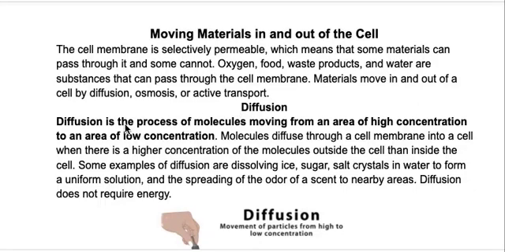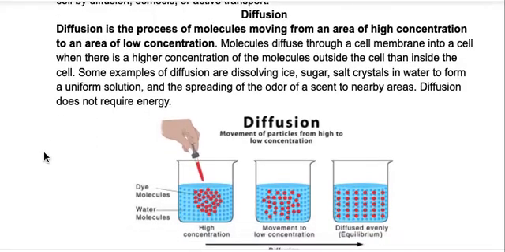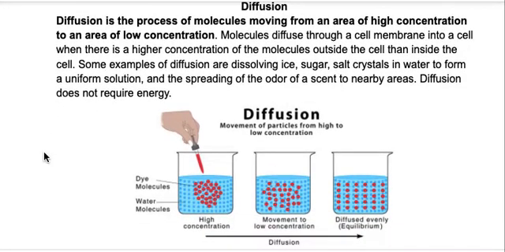Diffusion. Diffusion is the process of molecules moving from an area of high concentration to an area of low concentration. Molecules diffuse through a cell membrane into a cell when there is a higher concentration of the molecules outside the cell than inside the cell.